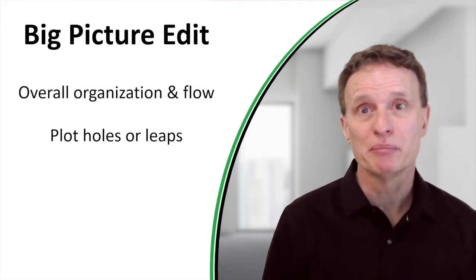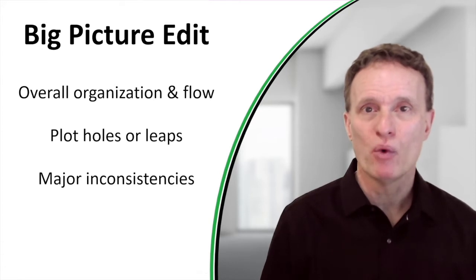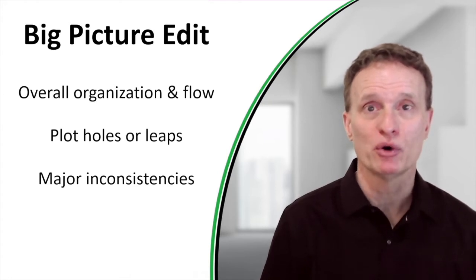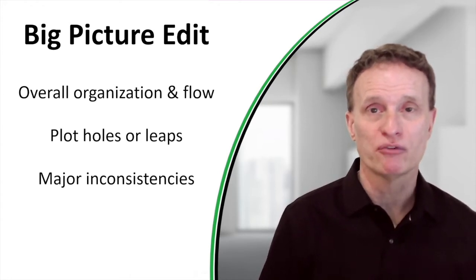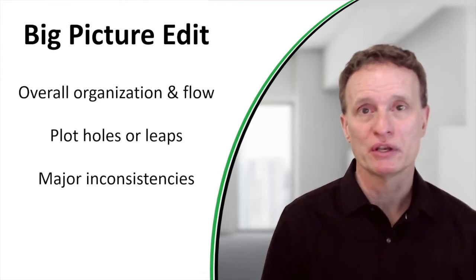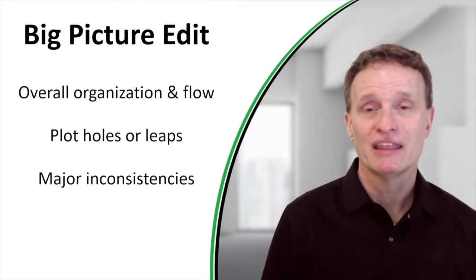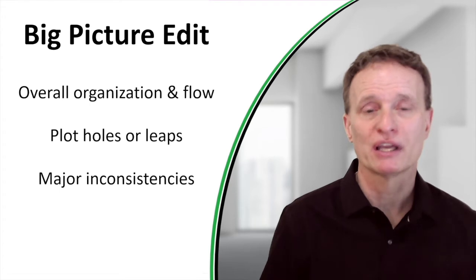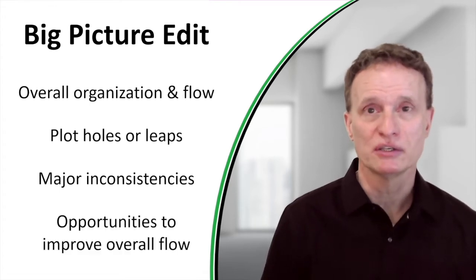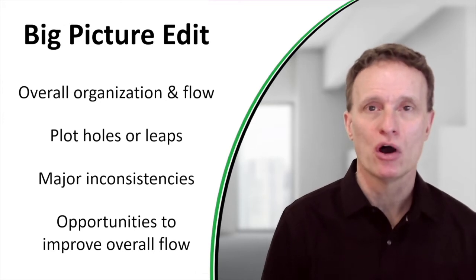And you're also looking for major inconsistencies. Is there anything that's inconsistent about the way your characters talk or about the way you're writing? So for example, if you're telling the book in present tense, do you flip back and forth and go into past tense? If you're writing in first person, do you switch over and go into third person? So make sure when you're doing this stage of your editing that everything is consistent throughout your book. And finally, look for opportunities to improve the overall flow. This is where you really think about, can the reader follow along with me?